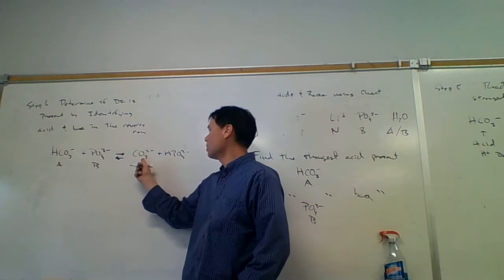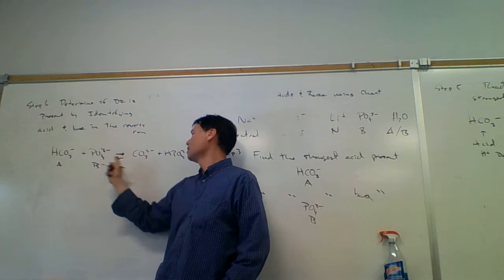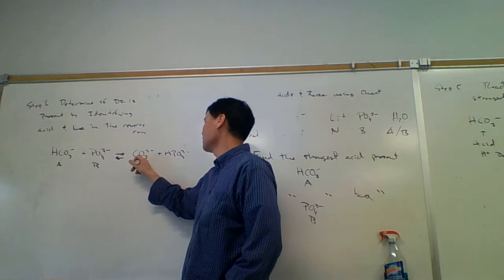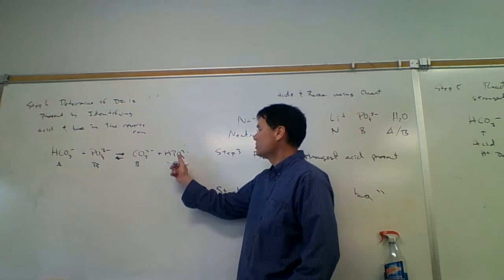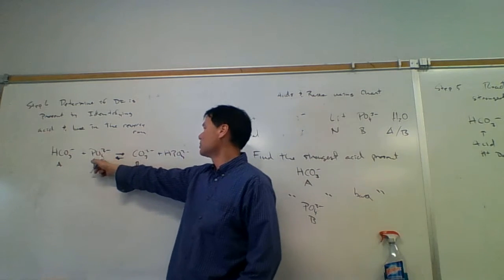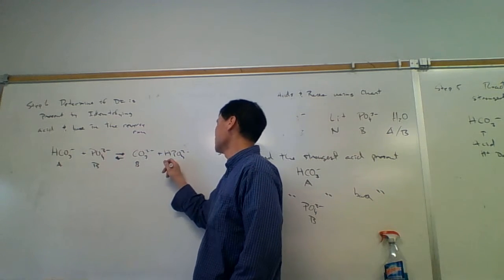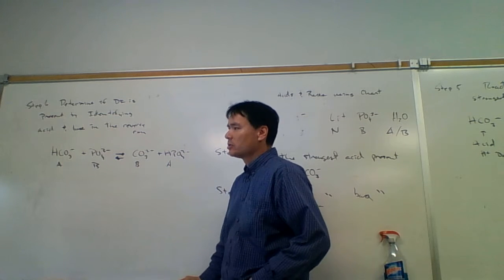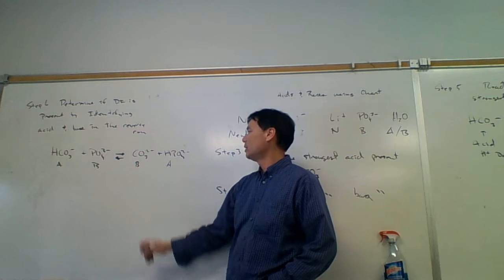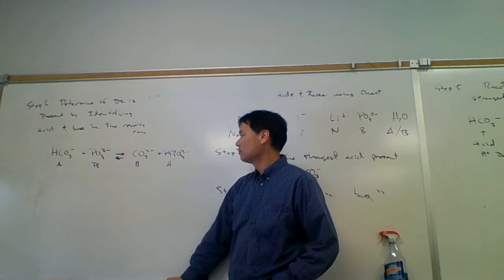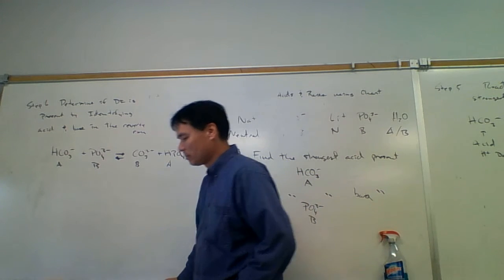Going backwards, carbonate gains an H+. If carbonate gains an H+, that's what we call the base. And hydrogen phosphate loses an H+ going reverse. So we're just going to go backwards. And so if we were to reverse this reaction, the base would be carbonate, the acid would be hydrogen phosphate. We could go backwards.